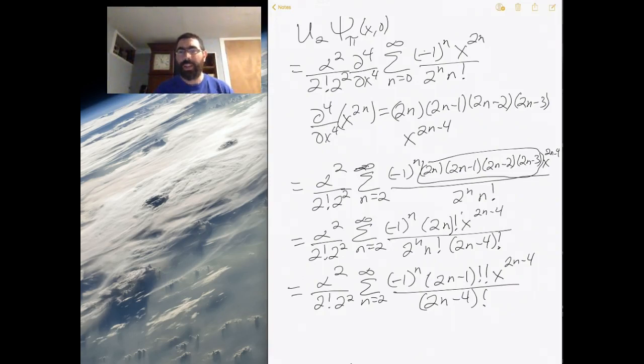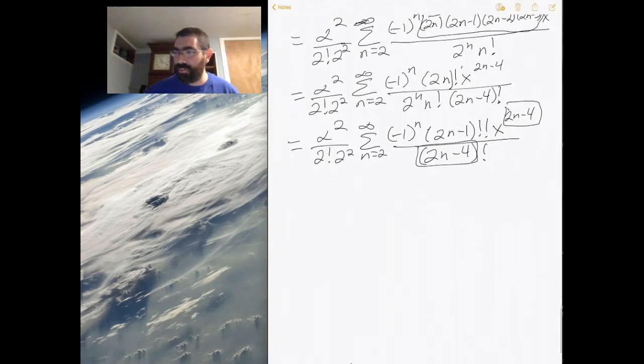Okay, so a pattern now is kind of emerging where you're going to end up with this double factorial in the numerator and then a 2n minus something factorial in the denominator. And if you notice, we have the same term here, 2n minus 4 factorial and 2n minus 4 as the power. So that matches with what we have. And we also have this 2n minus 1 double factorial term. And so what we could do is we could try and generalize this.